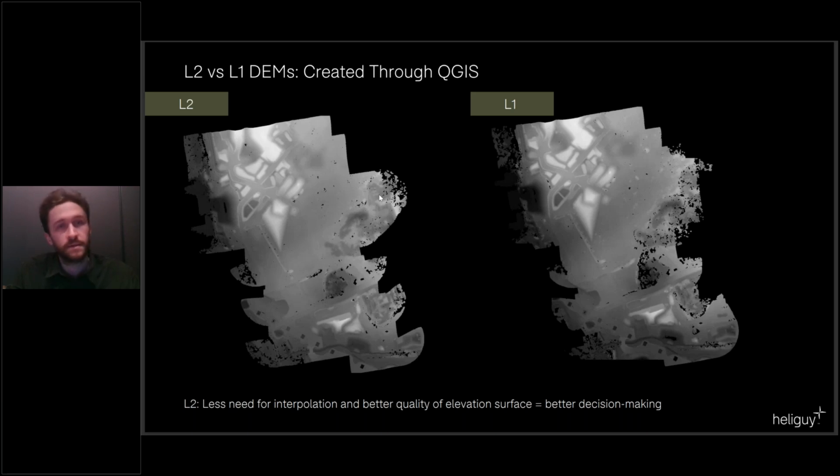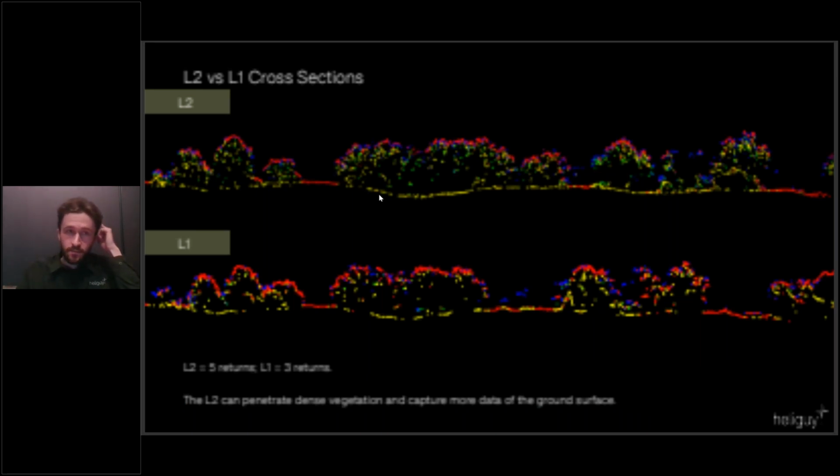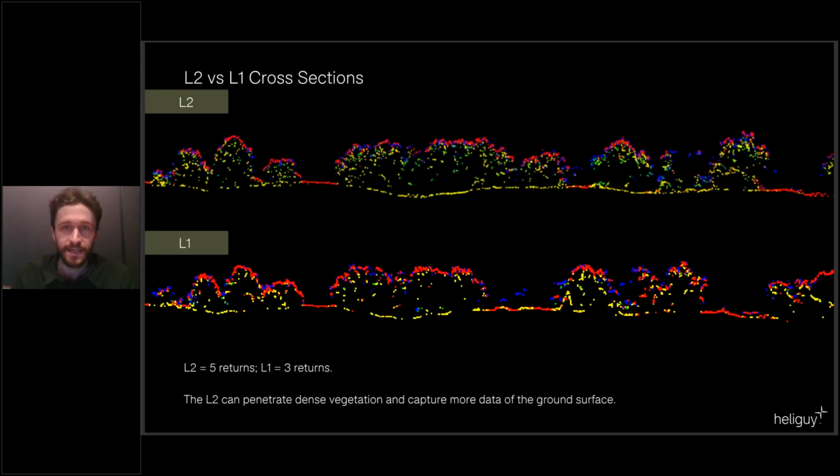So this is a section through that area of vegetation on the model. It really illustrates what's going on here. You can see each return and the fact that it is reaching the ground surface. You can see that on the L1, there's quite a lot of gaps there on the ground, and software would usually have to just interpolate across there. But with the L2, you've got confidence that you're getting the accurate data you need.